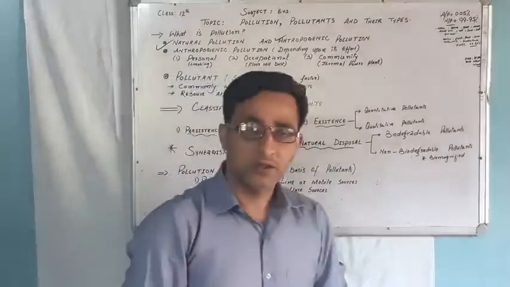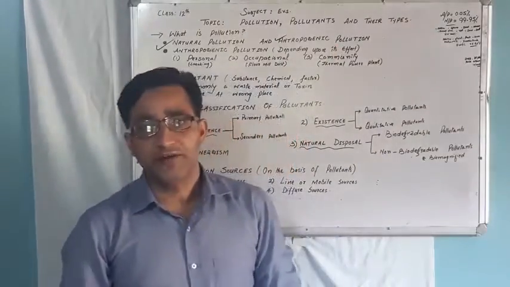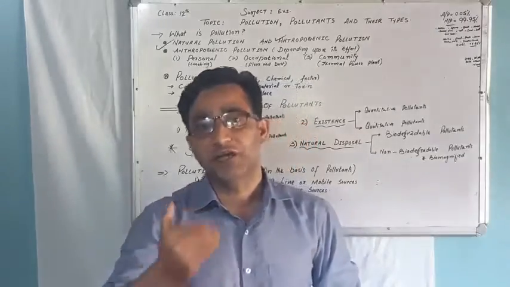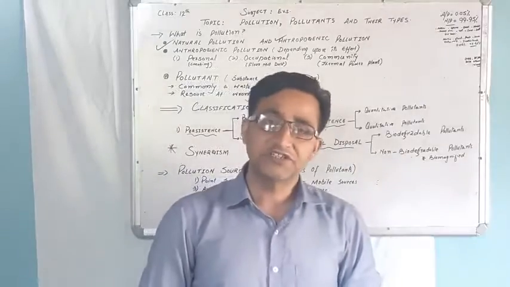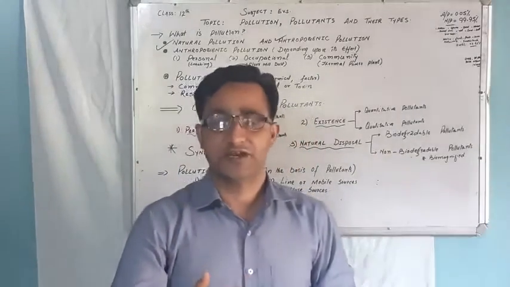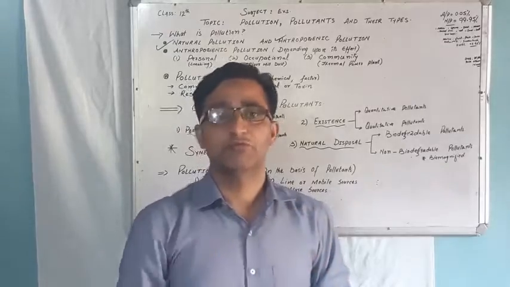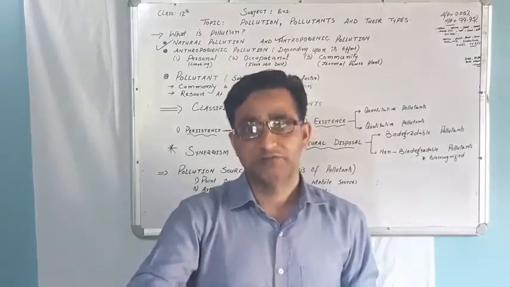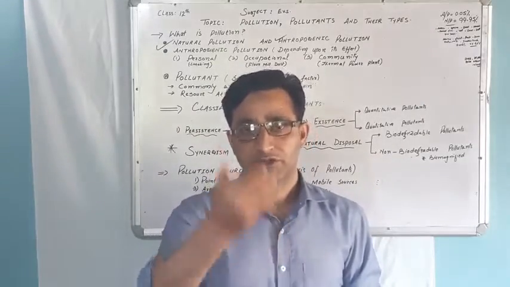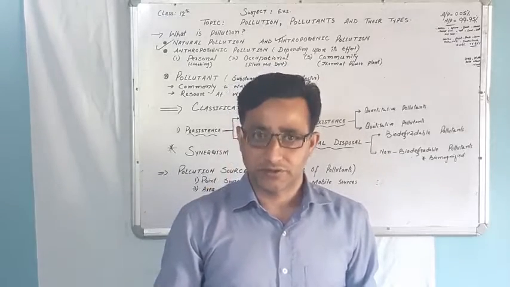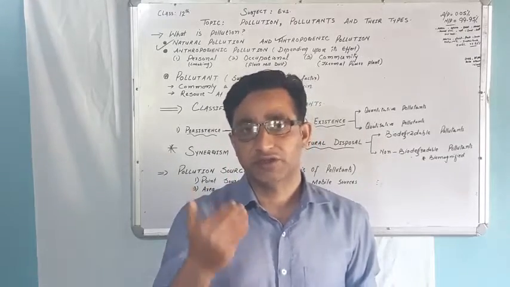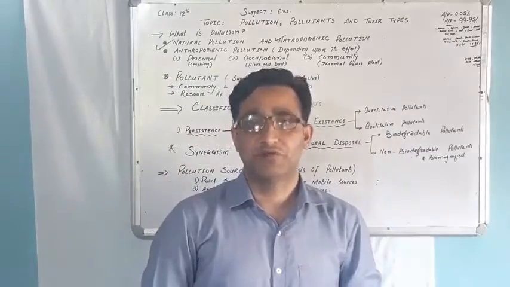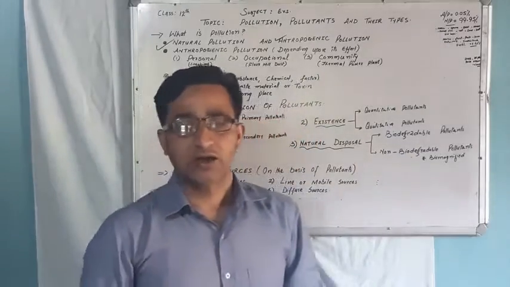Now, depending upon the effect, these anthropogenic pollutions can further be of various types, like personal. Here only the person who actually causes the pollution is affected. For example, cigarette smoking. Here only that person will be affected who actually smokes. Only the person who performs the smoking process will be affected.